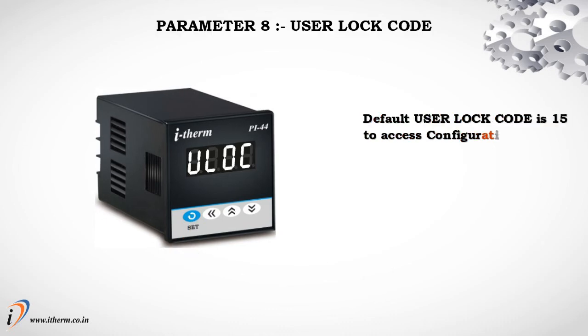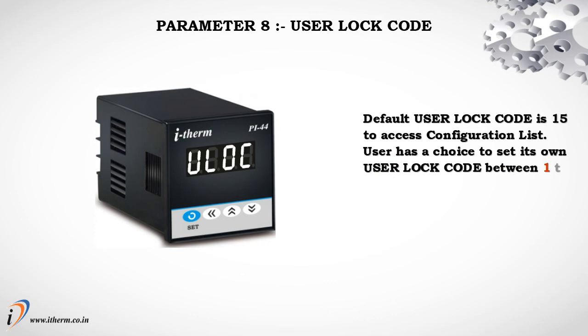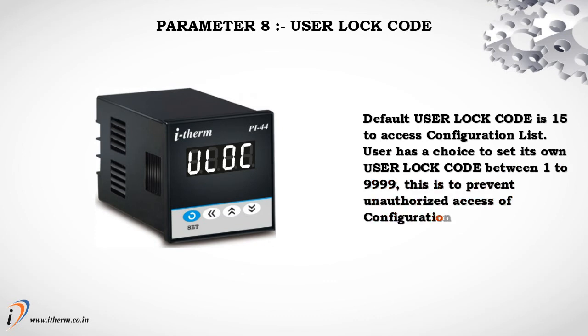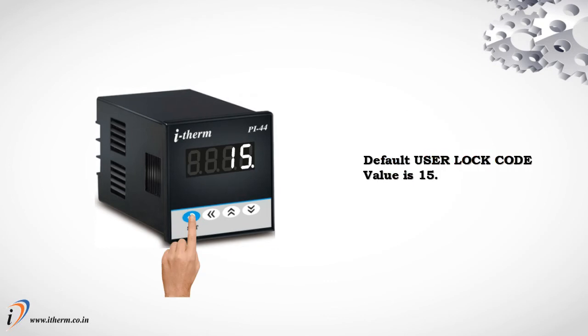Parameter 8, user log code. Default user log code is 15 to access configuration list. User has a choice to set its own user log code between 1 to 9999. This is to prevent unauthorized access of configuration list. Default user log code value is 15.